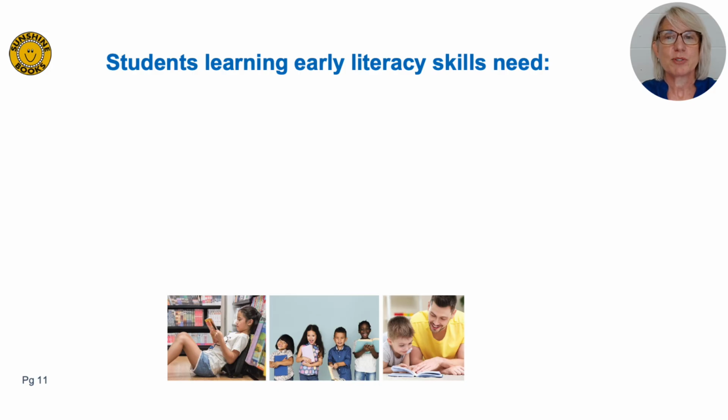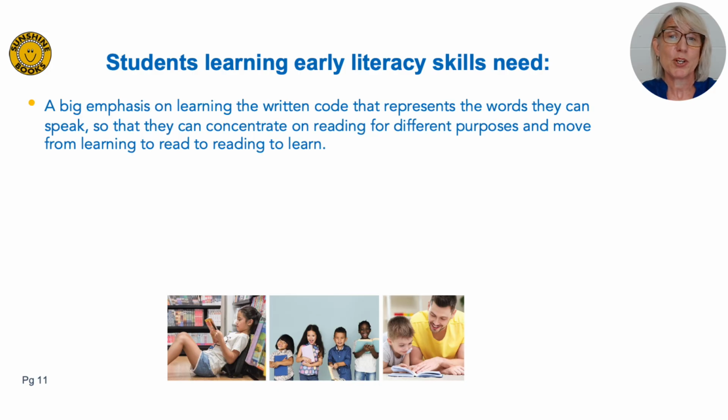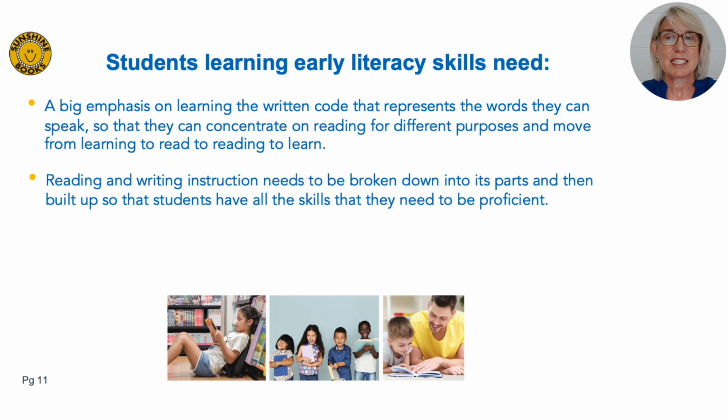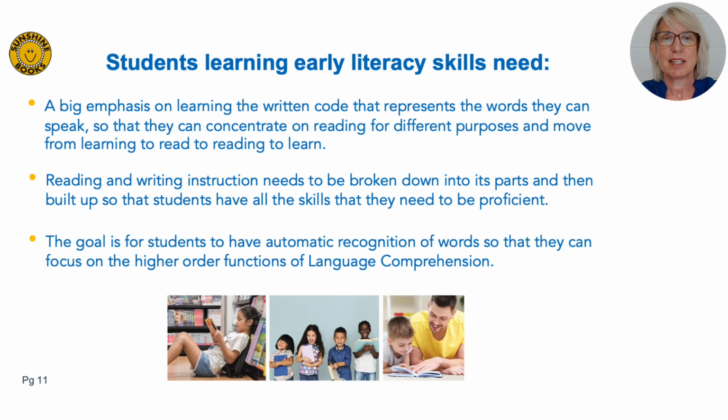Students learning early literacy skills need a big emphasis on learning the written code that represents the words they can speak, so that they can concentrate on reading for different purposes and move from learning to read to reading to learn. Reading and writing instruction needs to be broken down into its parts and then built up so that students have all the skills that they need to be proficient. The goal is for students to have automatic recognition of words so that they can focus on the higher order functions of language comprehension, which we had a look at when we looked at Scarborough's reading rope in Module 1.